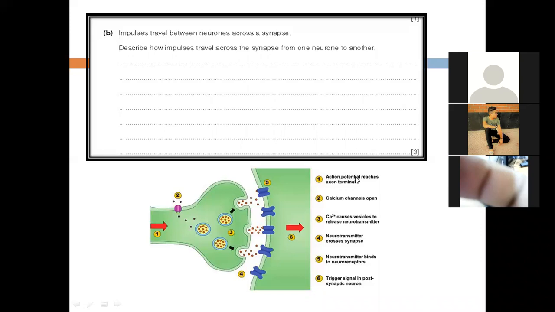Okay, action potential reaches the axon terminal. Action potential means impulse reaches the axon terminal. Calcium channels open. Calcium causes the vesicle to release neurotransmitter. It causes the vesicle to fuse with the membrane of the presynaptic nerve, and that will release the neurotransmitter. And the neurotransmitter crosses the synapse, binds with the receptor and triggers the signal in the postsynaptic nerve. Hope it's clear to all of you.